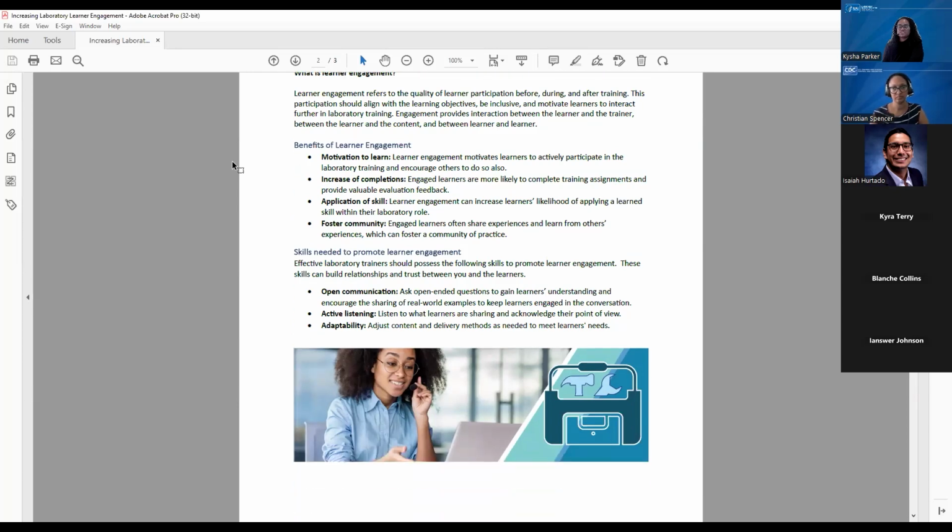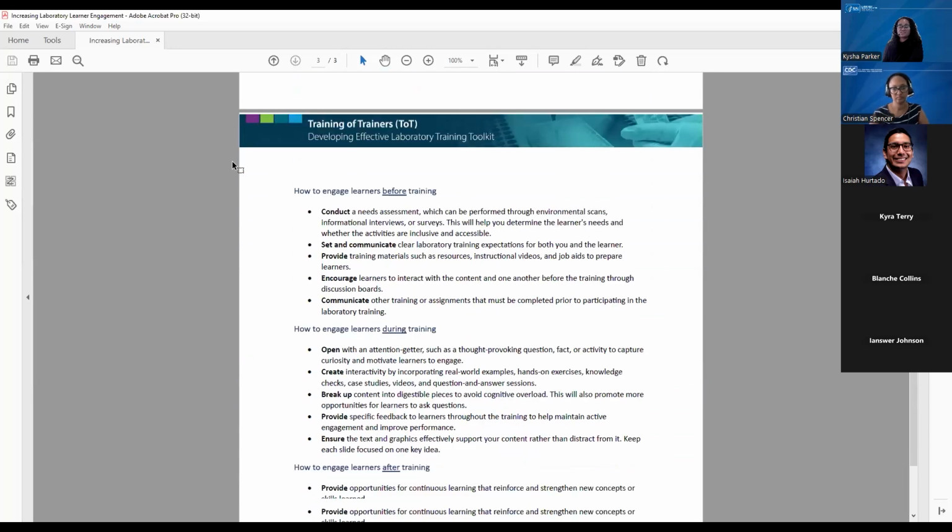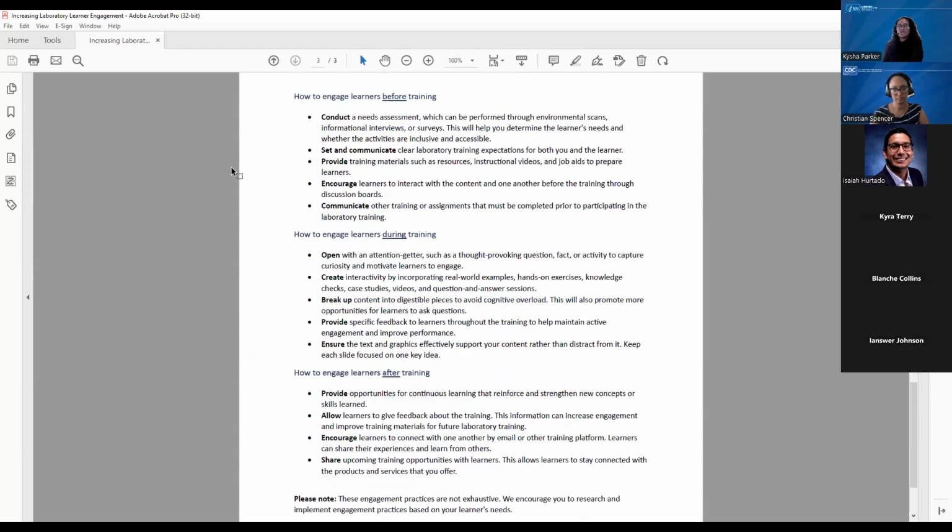As we continue to scroll down, you'll also start to see the practices that we went over. And so you will see how to engage before a training, how to engage during the training, as well as how to engage learners after the training, what it looks like, and some examples of that. And so rather than getting the PowerPoint, this is what we will be offering to you all, because this is what we based our PowerPoint today off of.